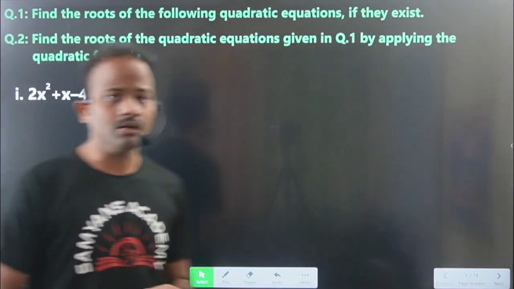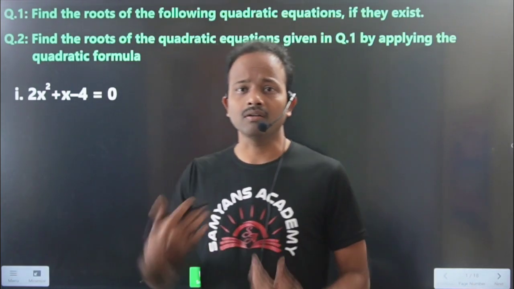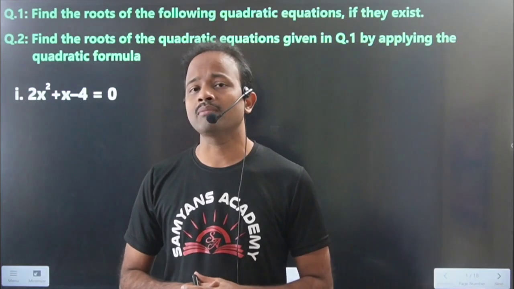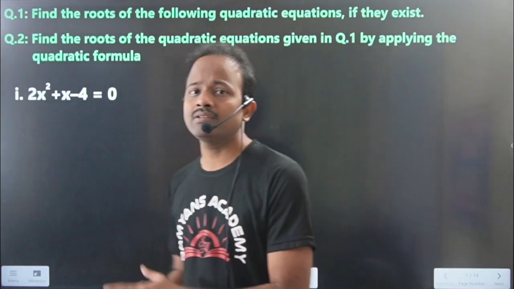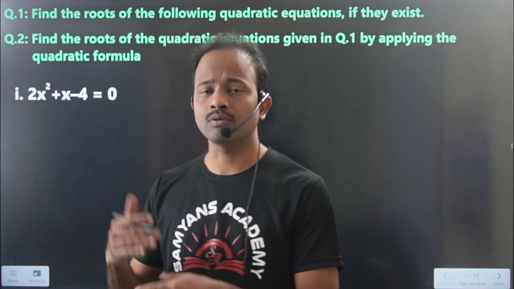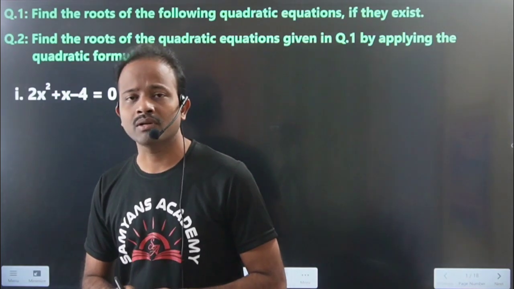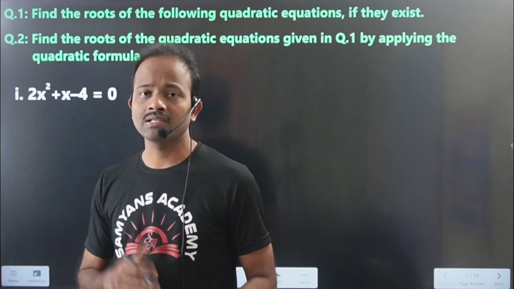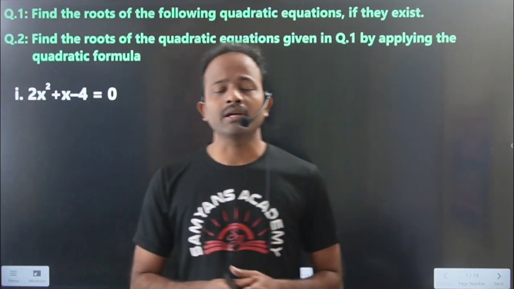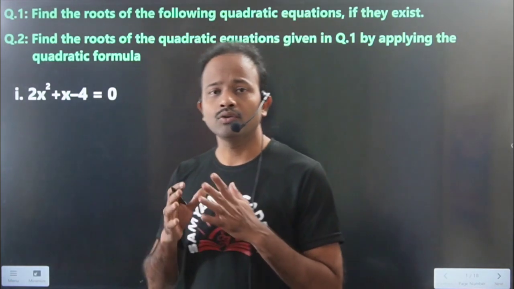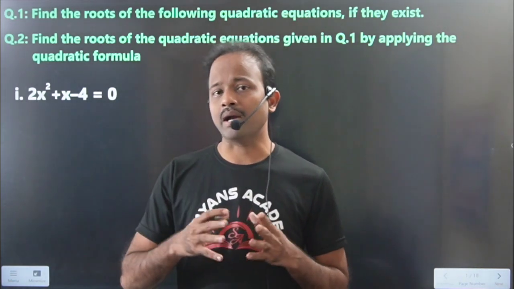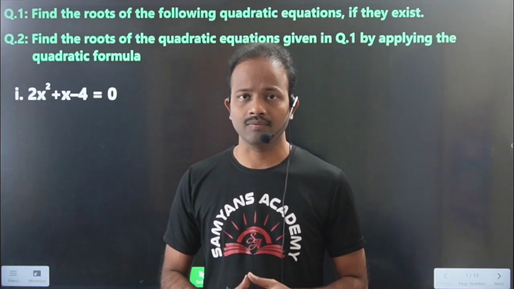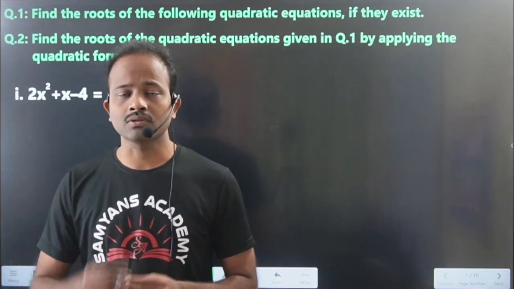Then how do you know whether the roots exist or not? By using the discriminant formula, that is b square minus 4ac. The given equation you have to compare with ax square plus bx plus c equal to 0. Then apply the discriminant formula b square minus 4ac. If b square minus 4ac is a positive value, then two distinct real roots exist. If b square minus 4ac is 0, then two equal roots exist. If b square minus 4ac is less than 0, that is a negative value, the real roots do not exist. In this way we check whether the real roots exist or not.